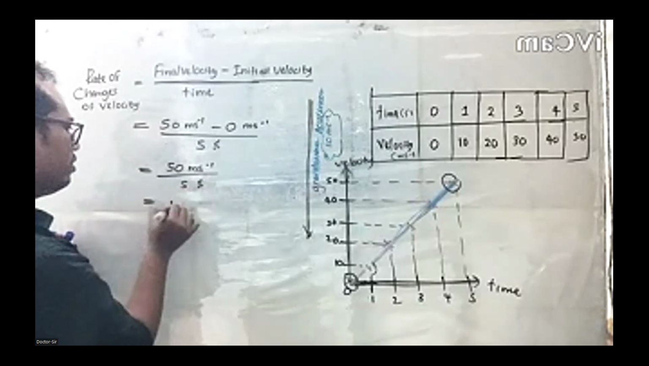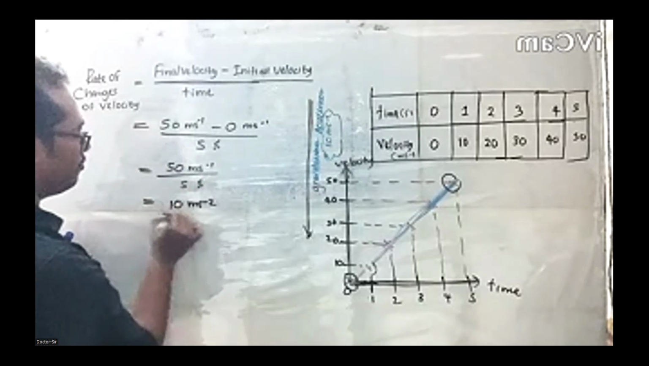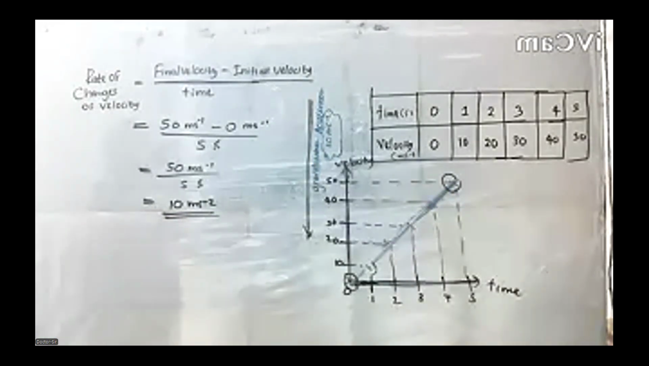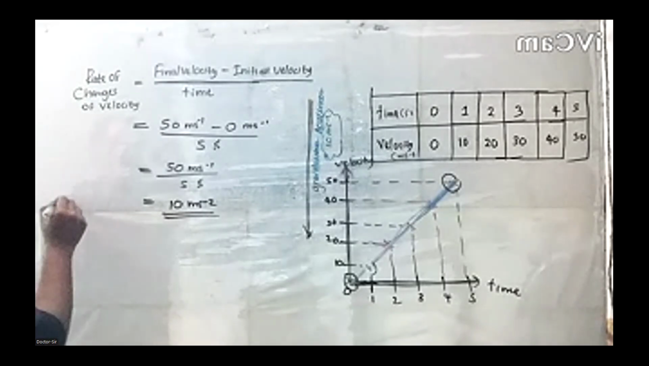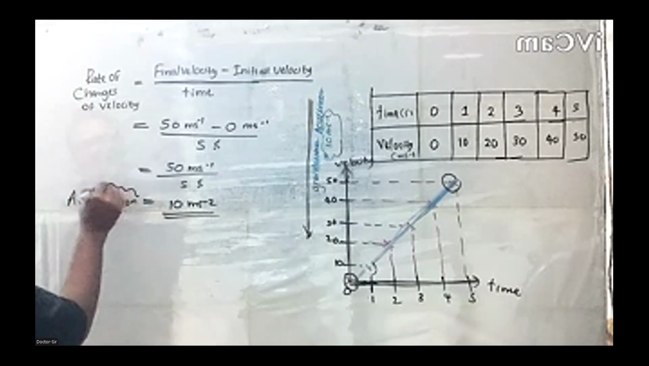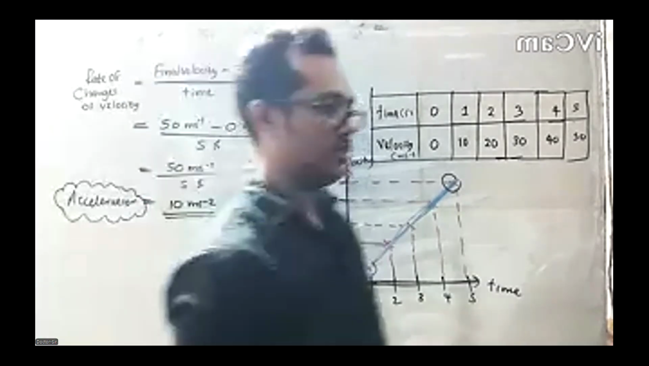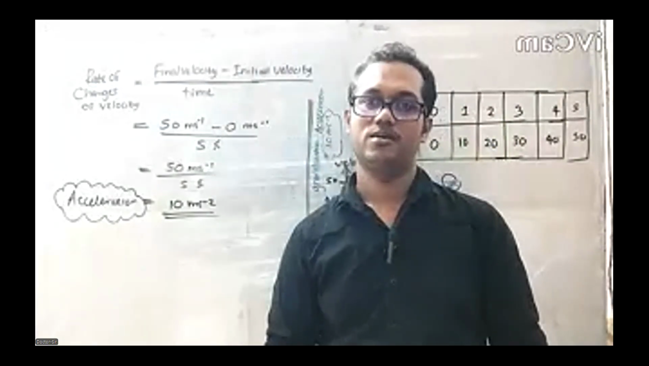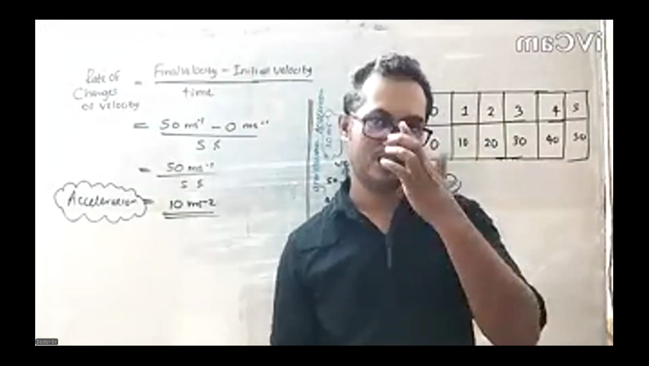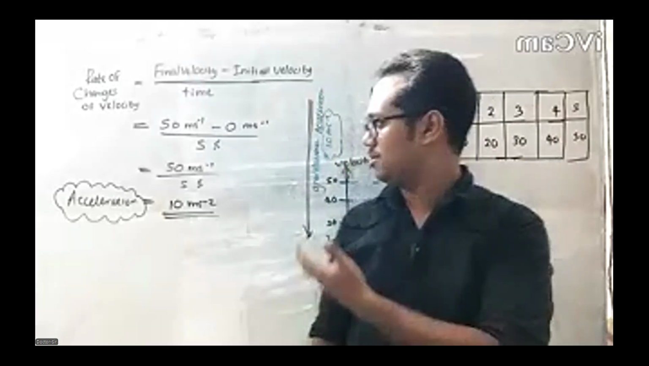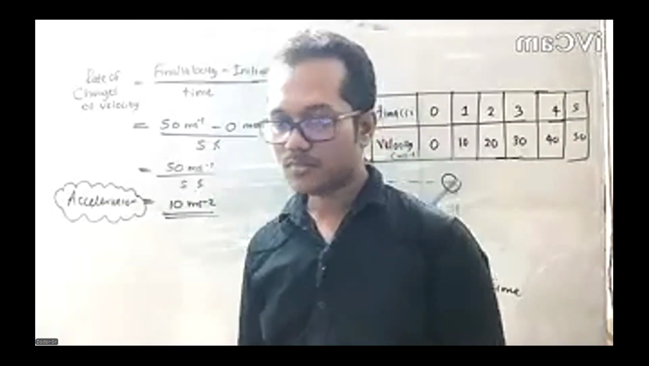So it will give 10 ms minus 2. This is the rate of change of velocity. I can write down another name. This is the acceleration. Okay, all right. What acceleration? Specifically, I can tell this is the gravitational acceleration because there is no other acceleration there. So gravity acts there. So gravitational acceleration acts on this object. Okay, right. No worry.